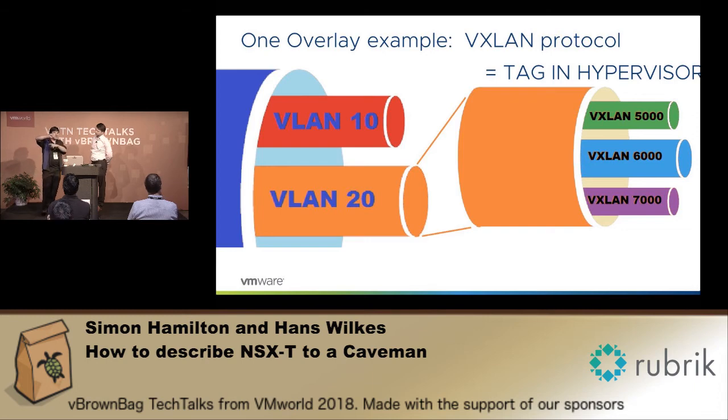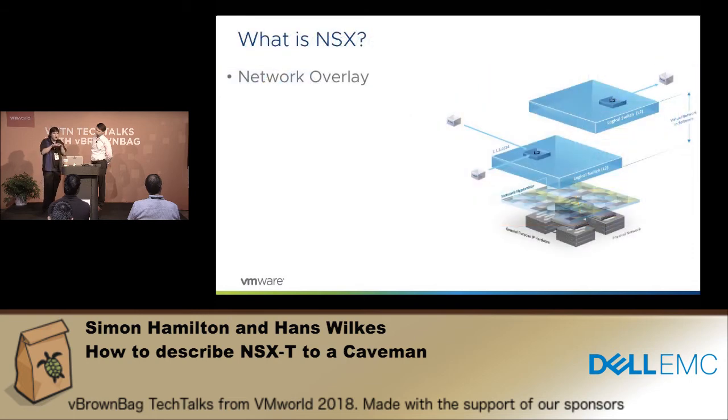All virtual machines that are being tagged and untagged with VXLAN 5000 are on the same logical network. So with that in mind, with this tunneling notion by tagging the traffic, we can distribute our network across multiple hypervisors, and the mechanism of how we do that is that network overlay.